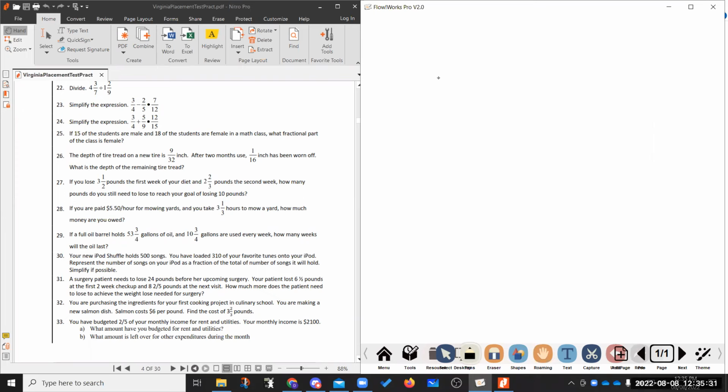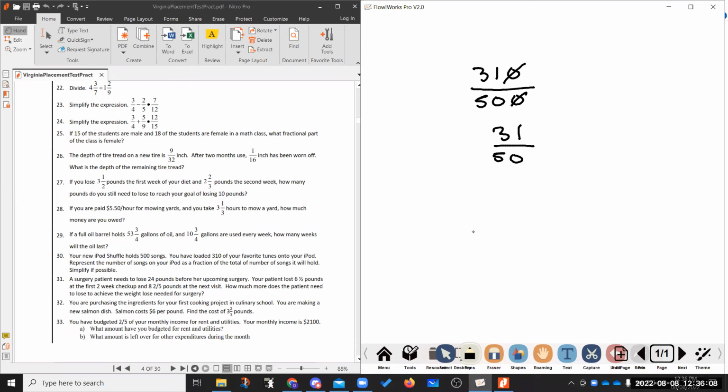New iPod Shuffle holds 500 songs. You have loaded 310 of your favorite songs out of the total of 500. What fraction of the total number of songs does this 310 songs represent? So they're both divisible by 10. 31's a prime number, can't be broken down anymore, and it doesn't go into 50 evenly. So we are done. It's 31/50.